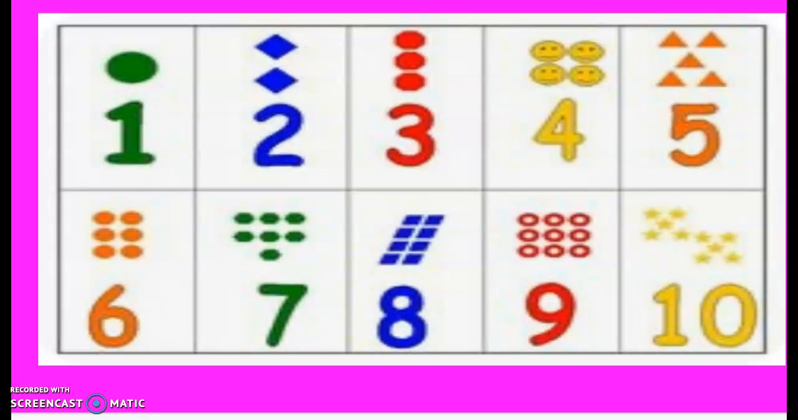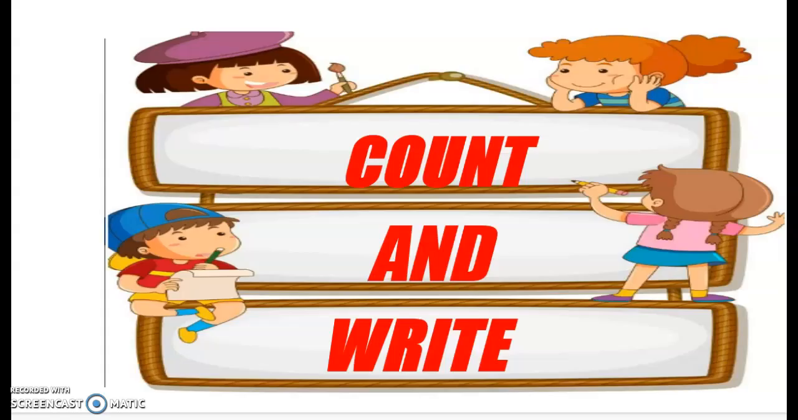So count and write means, children, there will be an object given to you and you have to count that object and you have to write the number. What do you mean by count? Count means counting those objects. And write means to write the number of the objects after counting them. We have to count the objects and we have to write the number.